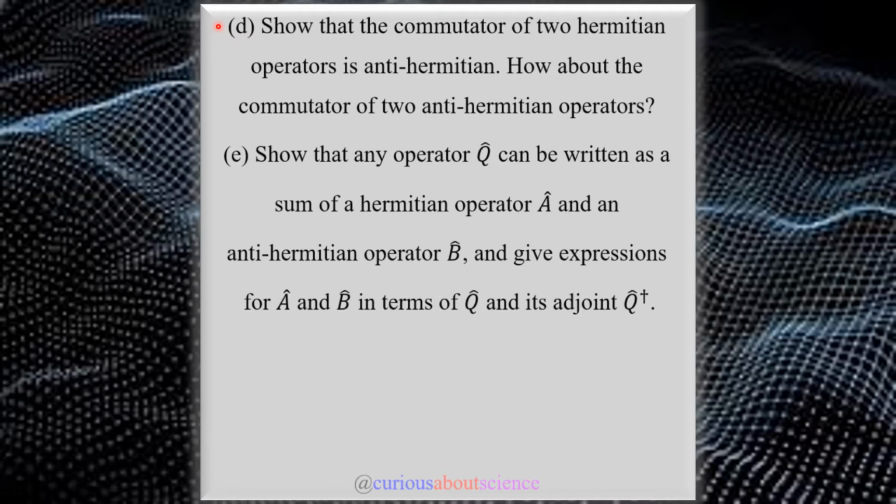And then finally in part E, show that any operator Q can be written as the sum of a Hermitian operator A and an anti-Hermitian operator B, and give the expressions for A and B in terms of Q hat and its adjoint Q dagger. This is kind of reminiscent of things we did in chapter 2 with the linear combinations of even and odds. So we'll kind of use that method there. But pretty fun question. Let's dive in.